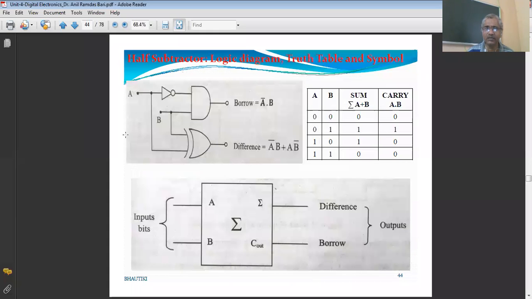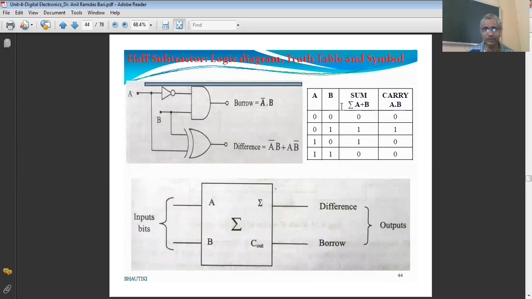Now let us see how this half subtractor works. This is the circuit diagram for the half subtractor. Here this is the AND gate, and the input A is inverted before applying to the AND gate, and A and B are directly applied to the exclusive OR gate.